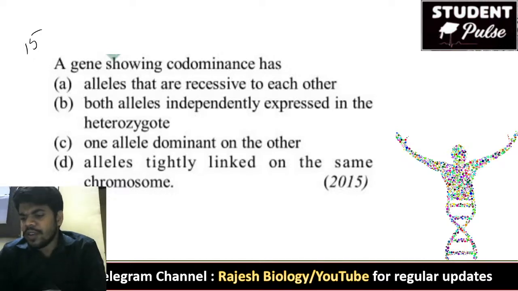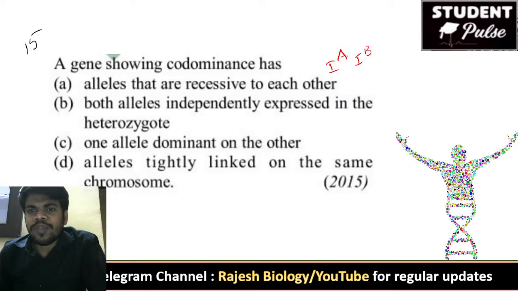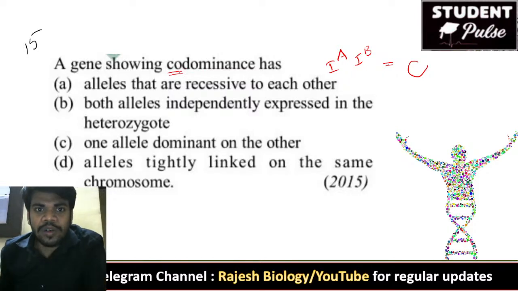Lokesh says B. Perfect, Lokesh, what you said is right. Both alleles, for example IA and IB, show codominance. If it is the heterozygote condition and both are dominant, both are expressed. That is called codominance. Co means both. Both are expressed equally. The right answer is B.